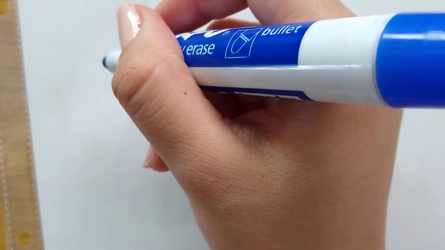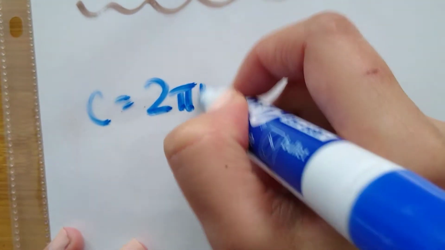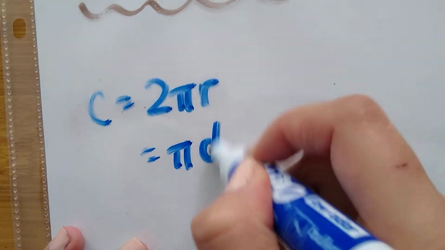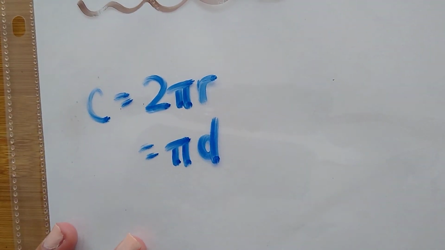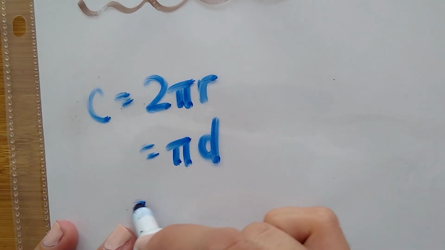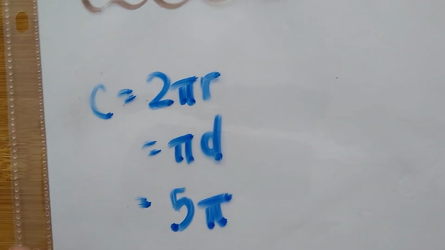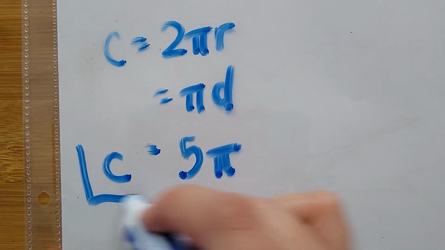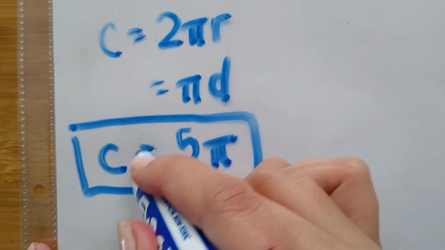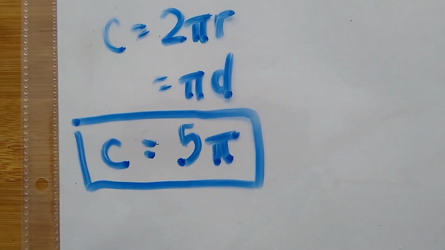So again, we have the circumference is 2 pi r, or we can say it's equal to pi d. If they want us to be working with the diameter, I'm just going to go ahead and use this formula here. So it would be equal to 5 pi. And I would just go ahead and leave it as is. This is the exact answer. So I would leave it like this unless they tell you to round it to a specific number. Okay, then we're going to go ahead and do another one.